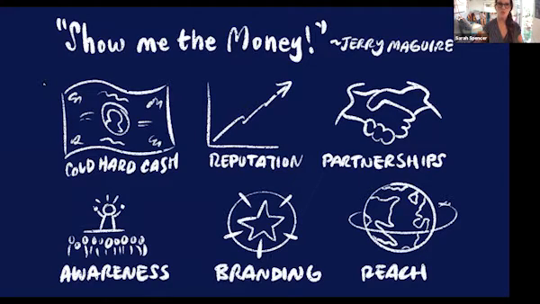Partnerships. You might have a small product that you've created, and by partnering with a larger company, you might be able to get this product to more people and therefore make more money.